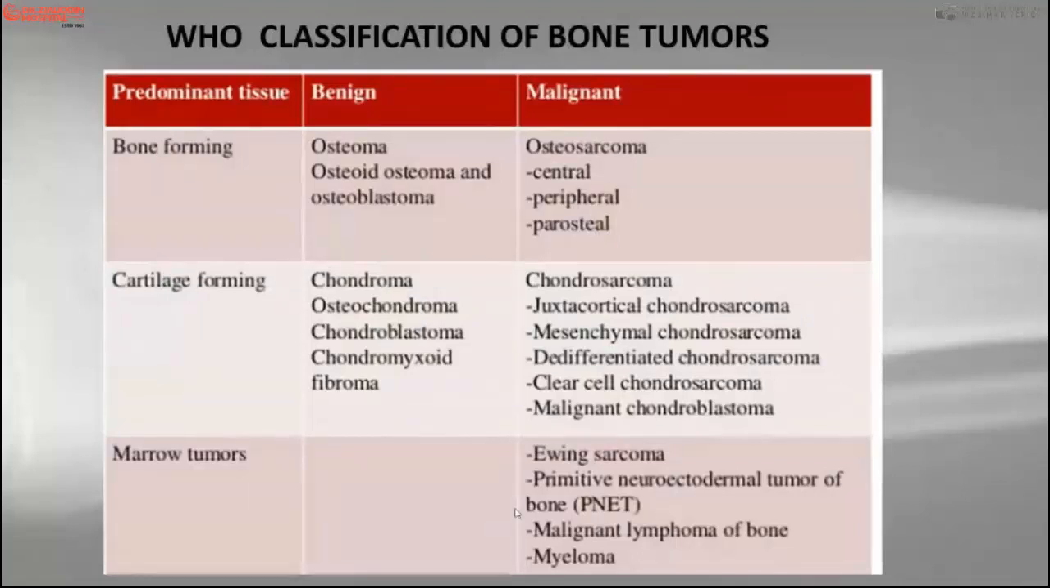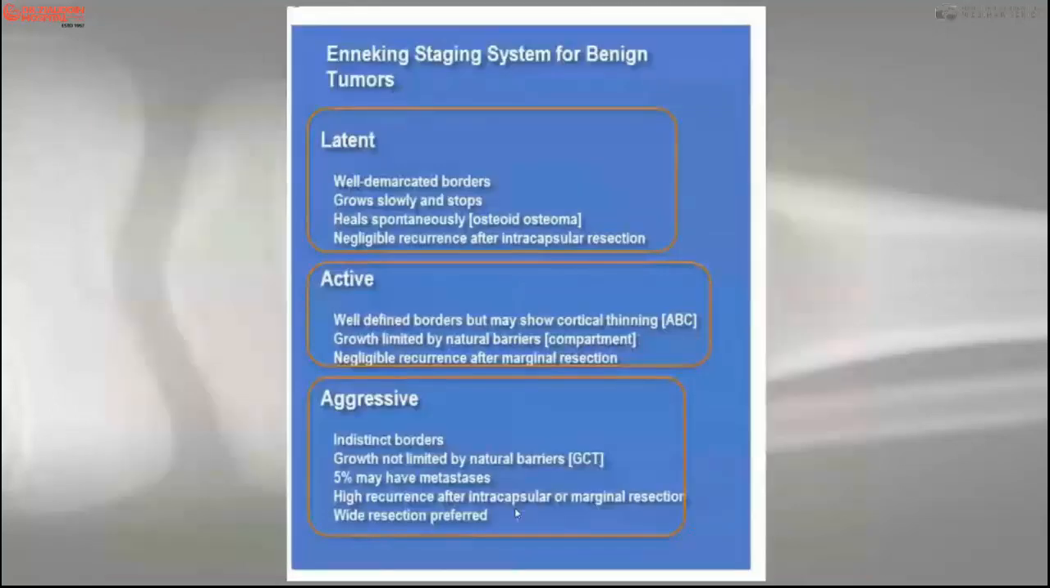This, as I discussed before, is the WHO classification: bone forming, cartilage forming, and marrow forming tumors. In benign tumors, Enneking described three stages: a latent stage, an active stage, and an aggressive stage. A tumor can be latent with well-demarcated borders. They grow slowly and heal spontaneously, like an osteoid osteoma. They can be active with well-defined borders, but may show cortical thinning like an aneurysmal bone cyst, and growth may be limited by natural barriers.